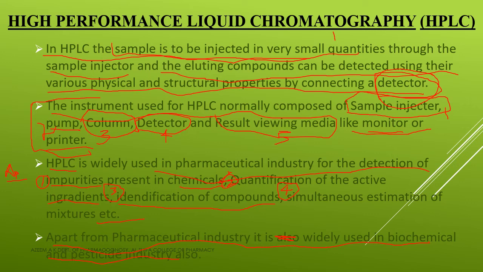Clear? Then the sample is injected in very small quantities through a sample injector, and after eluting, this eluent will be moving towards a detector, and in the detector, by taking various physical as well as structural properties, the sample can be visualized. And these things take place inside the detector.